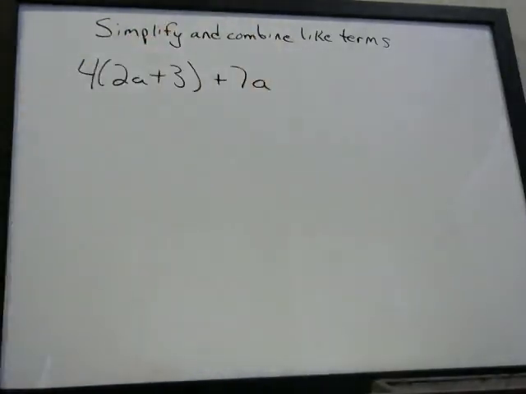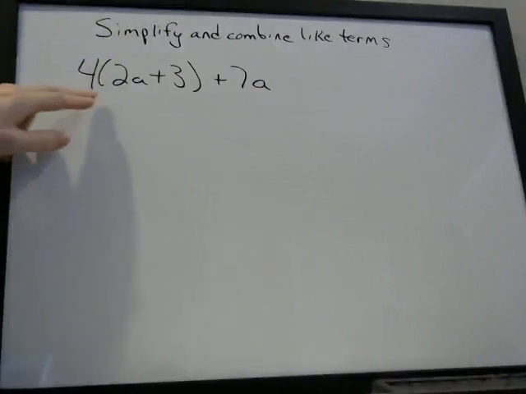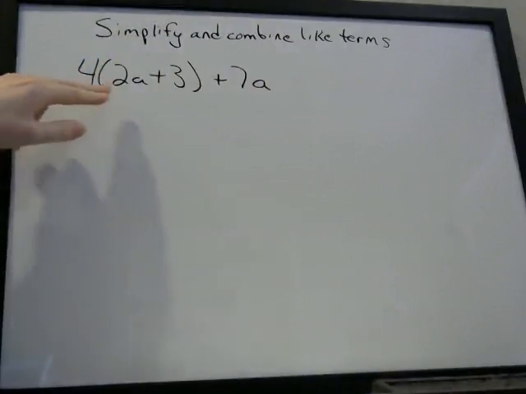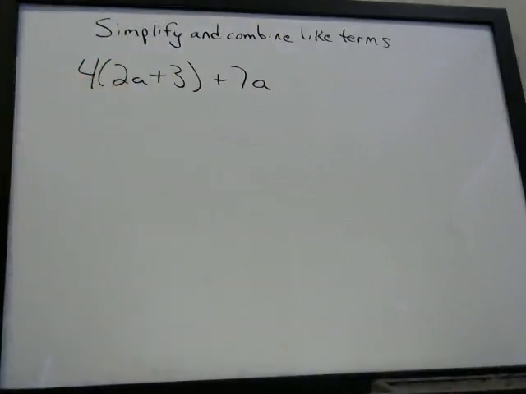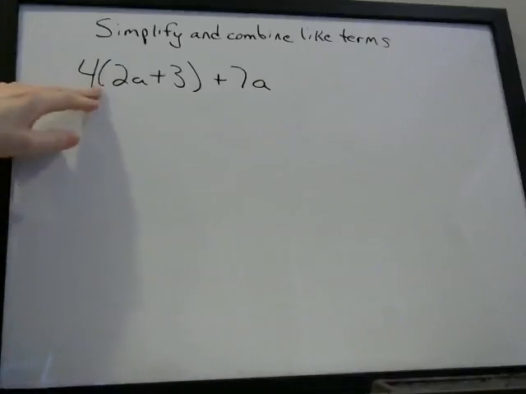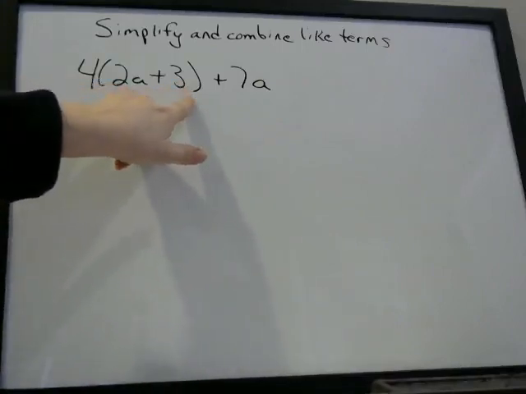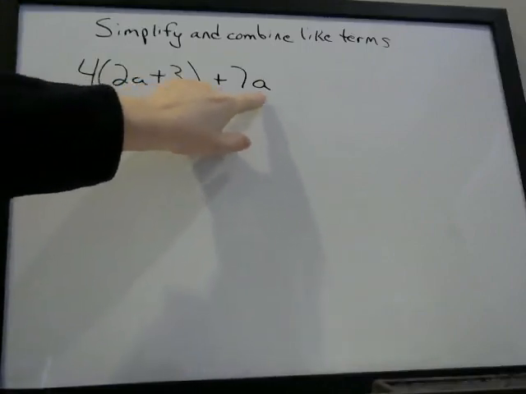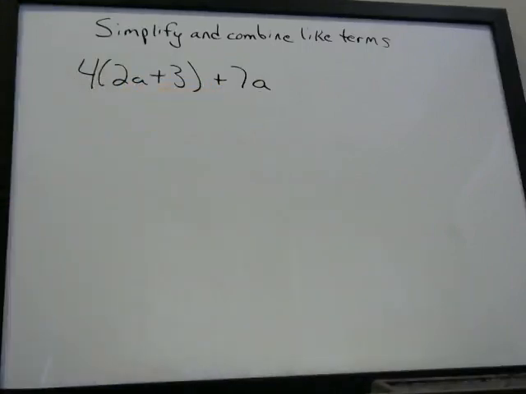something like this. A lot of times you're going to see the distributive property involved in these types of questions. So you need to be able to recognize the distributive property. If you don't know what that is or how to use it, watch that video on Facebook because I'm going to go through it quickly here. So 4 times this mathematical expression, 2a plus 3, plus 7a. And so we need to simplify and combine like terms.